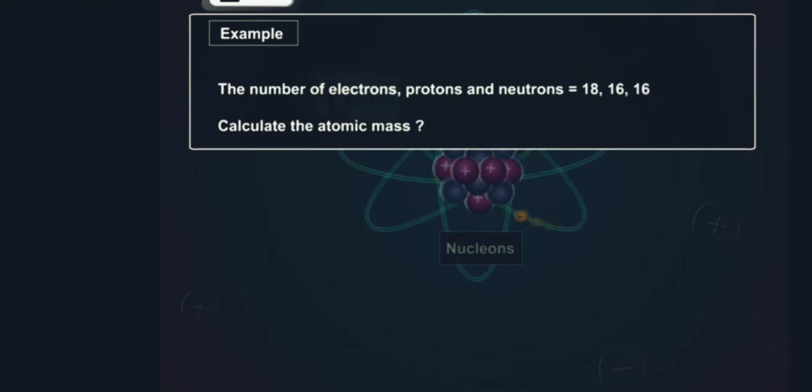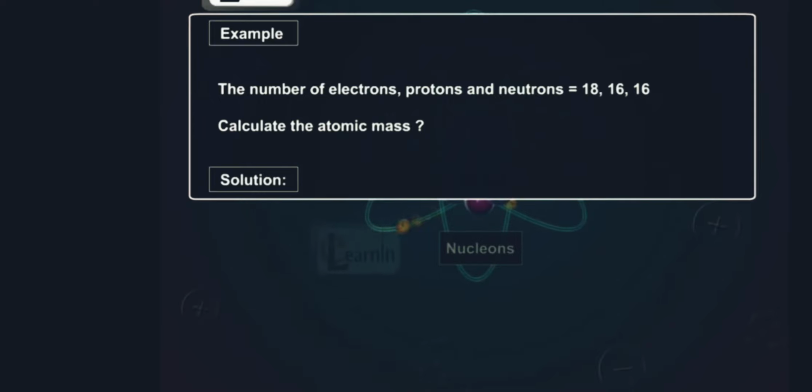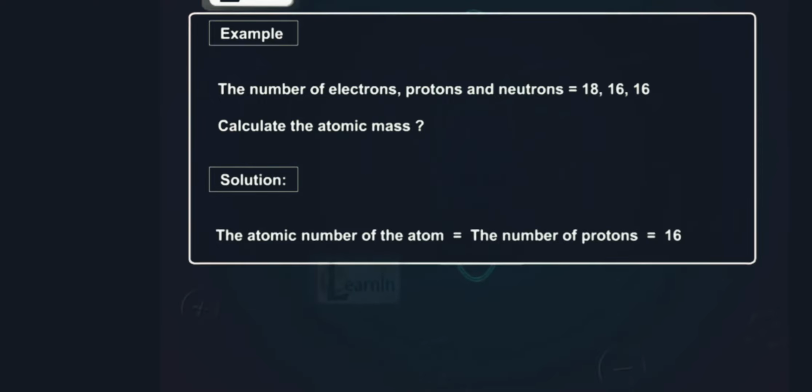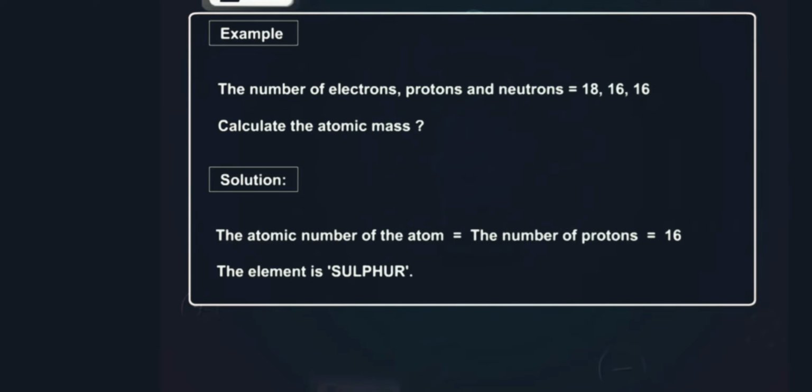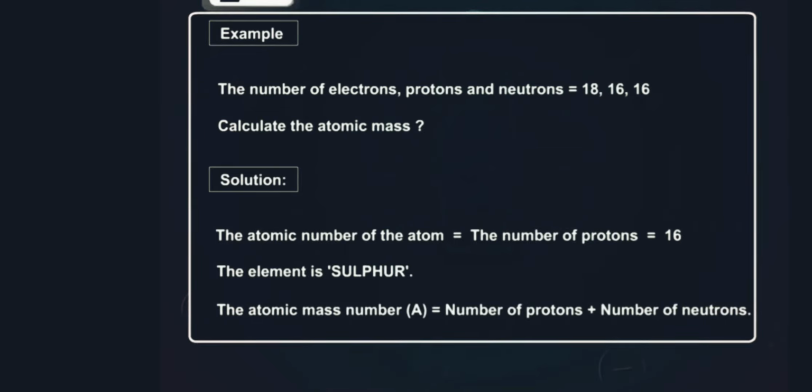If you are given the number of electrons, protons and neutrons, you can calculate the atomic mass, and you can also tell what that specific element is if you know the atomic number of that specific element. For example, by calculating the atomic number of an atom, you will find out the number of protons is 16 and the element is sulfur because the atomic number of sulfur is 16. So try to learn the atomic numbers of at least the first 20 elements given in the periodic table.